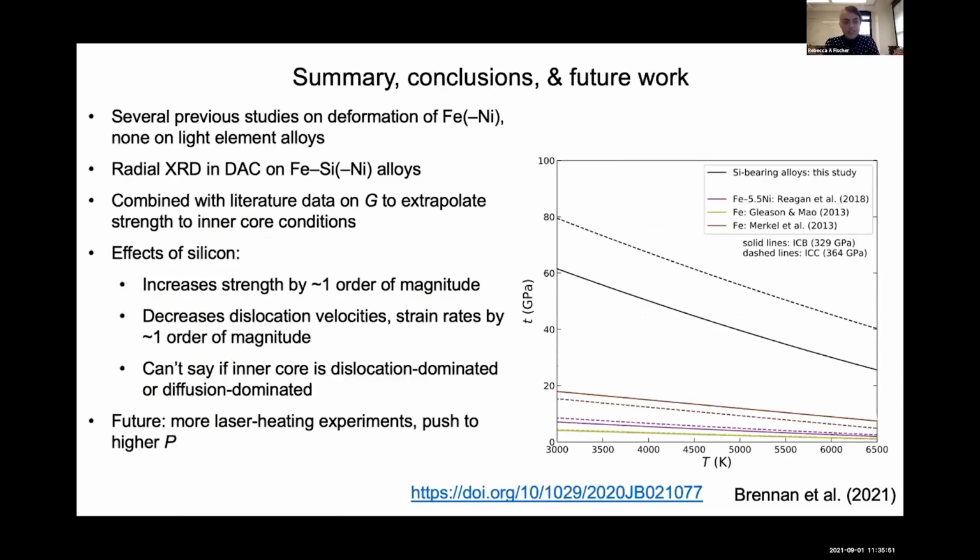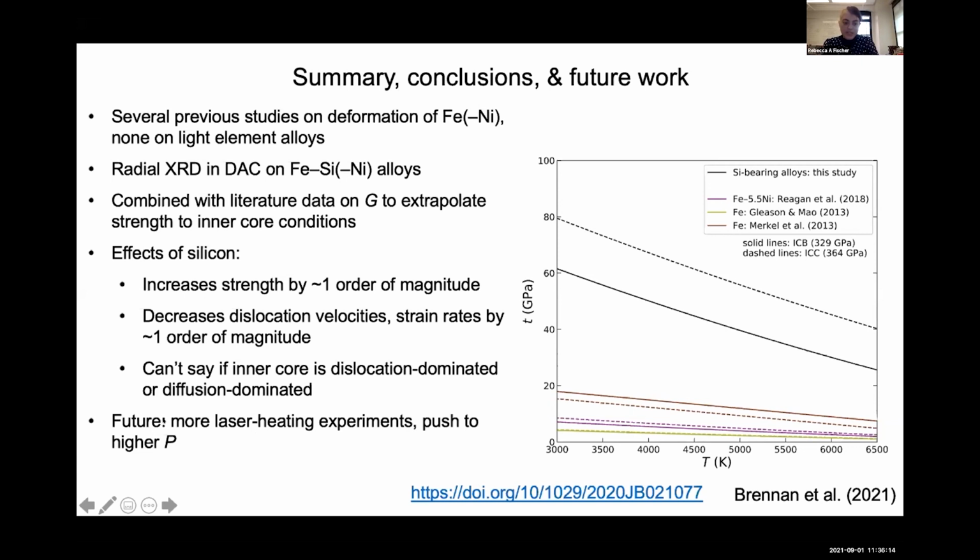So to summarize, there were several previous studies on the deformation of iron-nickel, but no one had really looked at light element alloys before. So we did radial X-ray diffraction on iron-silicon-nickel alloys, combined with literature data on G, to extrapolate strength to inner core conditions. The main finding is that silicon increases the strength by about an order of magnitude.